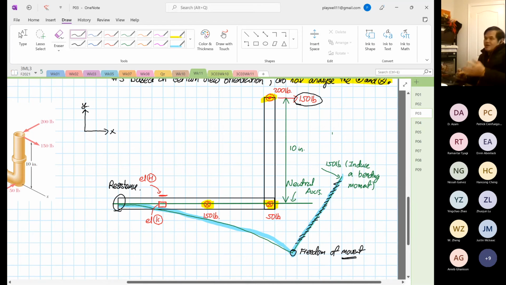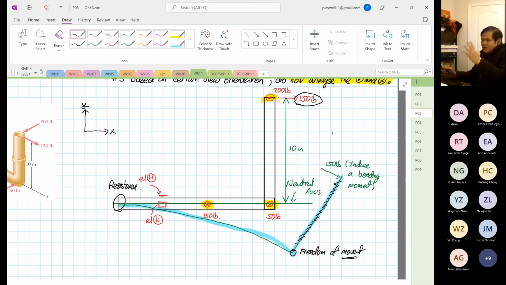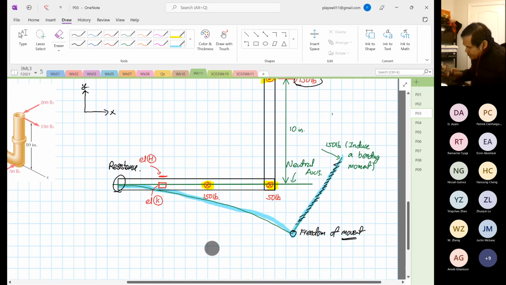So if you have a structure like this, you bend it this way, the vertical component is always straight. It's not that I'm going to draw it this way. No, you have to realize that. So now we are going to calculate the moment.